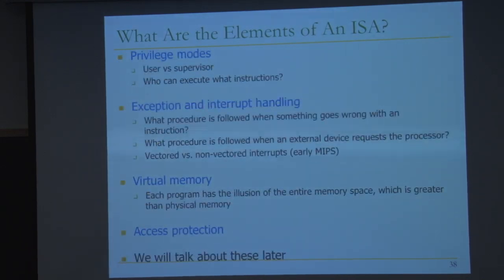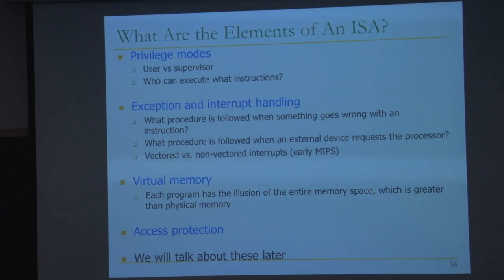OK, so there are some other elements of the ISA, and these are all specified in the ISA manual. Privileged modes, basically user versus supervisor, who can execute what instructions, what is permissible in the mode, how do you change the mode. Exception and interrupt handling, we'll talk about this, especially in terms of supporting exceptions. Basically, what procedure is followed when something goes wrong with an instruction. For example, you're doing divide by 0. The processor figures out that the second operand of the divide is 0. What happens at that point? What procedure is followed when an external device requests the processor? This is an exception. This is an interrupt. Interrupt is always external to the program that's currently running.